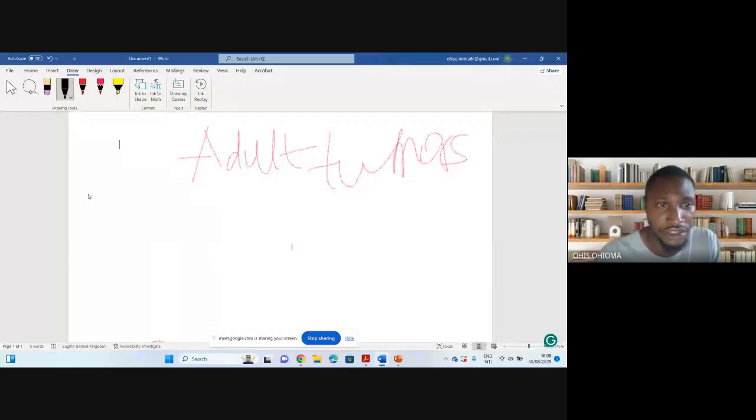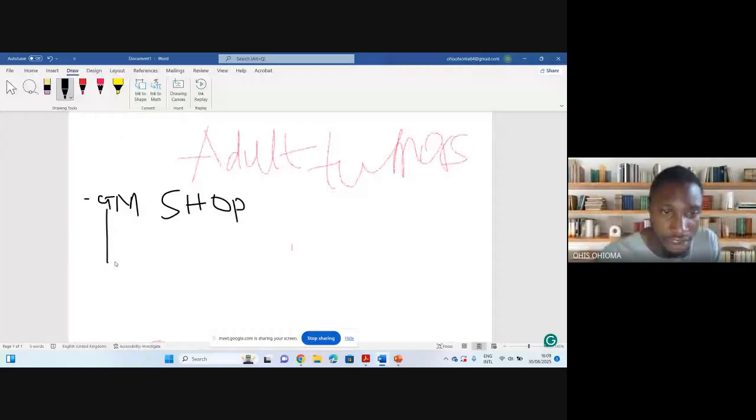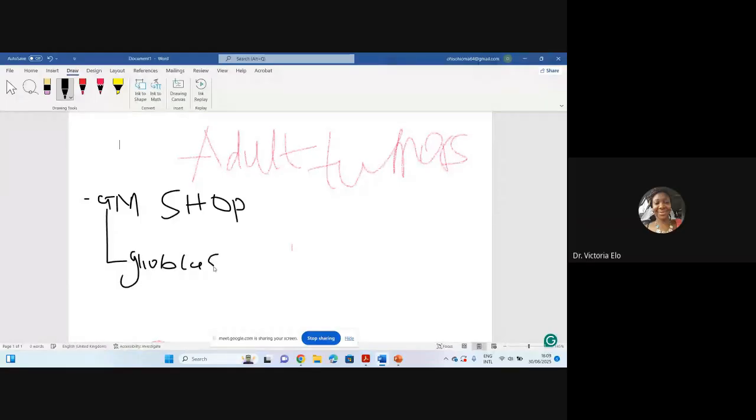So I mentioned the GM shop, the general manager's shop, as the mnemonic that I gave you guys for the adult tumors. And I said the G stands for glioblastoma. Can you see it now? Yes, thank you. All right.